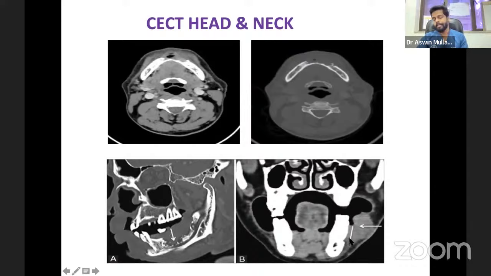So this clinical scenario is called paramandibular spread. The lesion is having paramandibular spread along with the true bony erosion. So mostly in the management part also, the entire hemimandible will go in these cases. So CT head and neck is a good tool for both primary and neck.